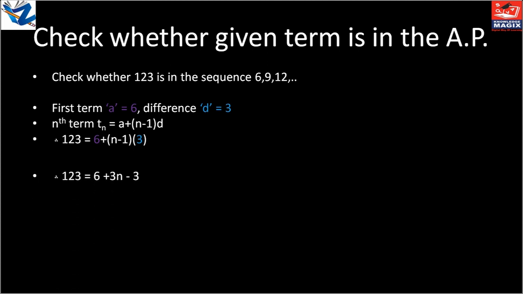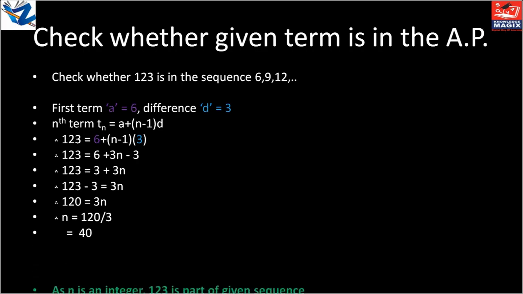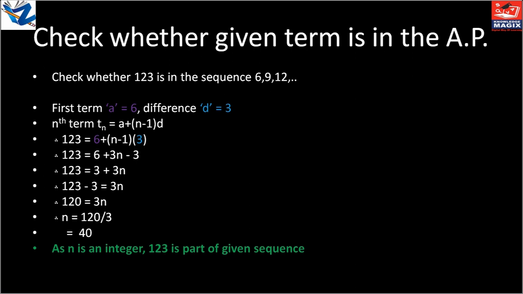Therefore, 123 is equal to 6 plus 3n minus 3. Therefore, 123 is equal to 3 plus 3n. Therefore, 123 minus 3 is equal to 3n. Therefore, 120 is equal to 3n. Therefore, n is equal to 120 upon 3, is equal to 40. As n is an integer, 123 is part of given sequence.